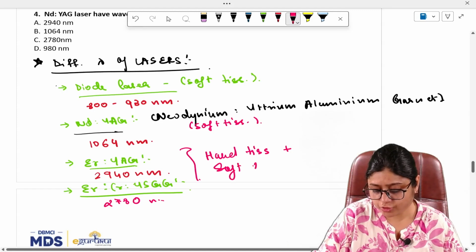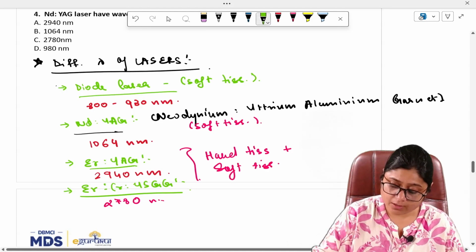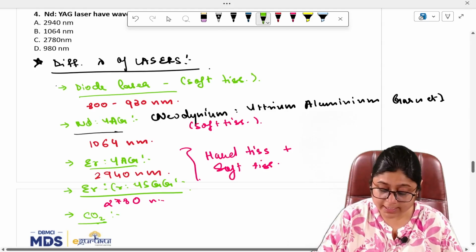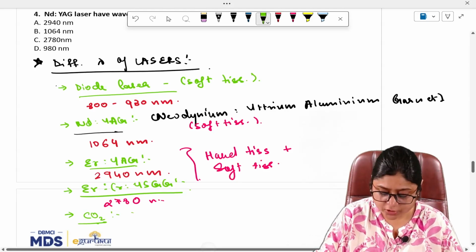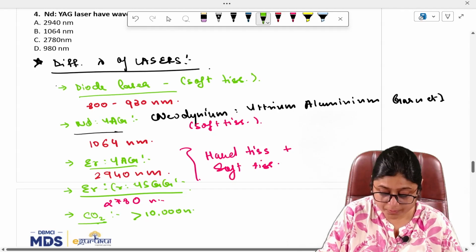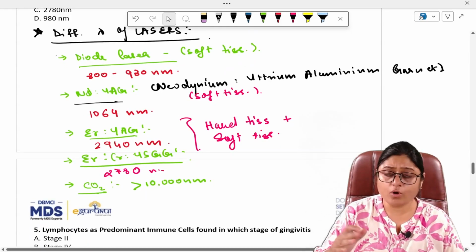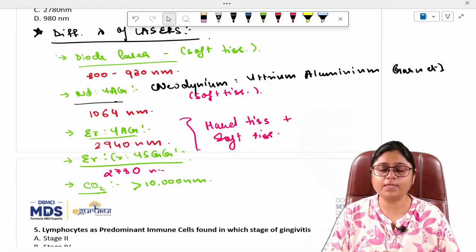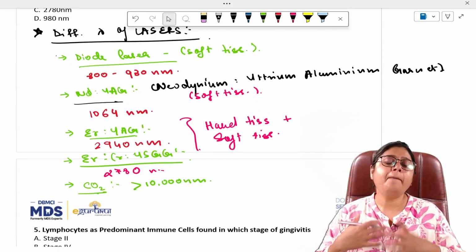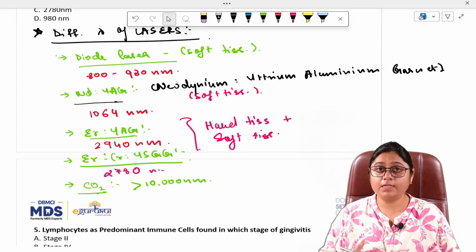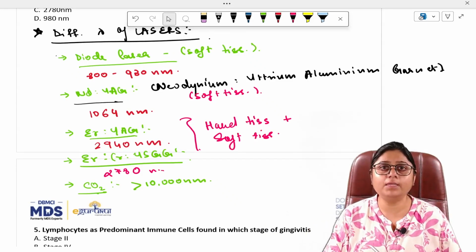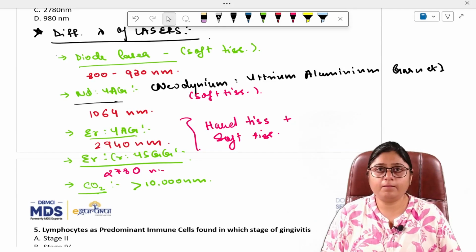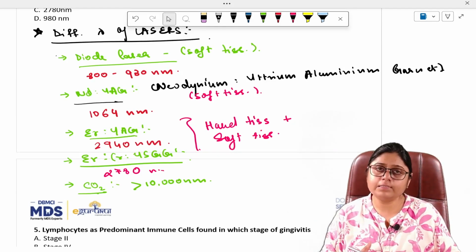plus soft tissue. Next comes the carbon dioxide laser, in which the medium used is carbon dioxide, and the wavelength of light is more than 10,000 nanometers. It is also both a hard tissue laser and a soft tissue laser, but the only disadvantage of carbon dioxide laser is that it is very expensive and very big. Plus, it can cause pulpal damage, because it is rapidly absorbed by the hard tissues and the light rapidly enters the pulp. So there are chances of pulpal damage. Therefore, carbon dioxide laser is not that much used.